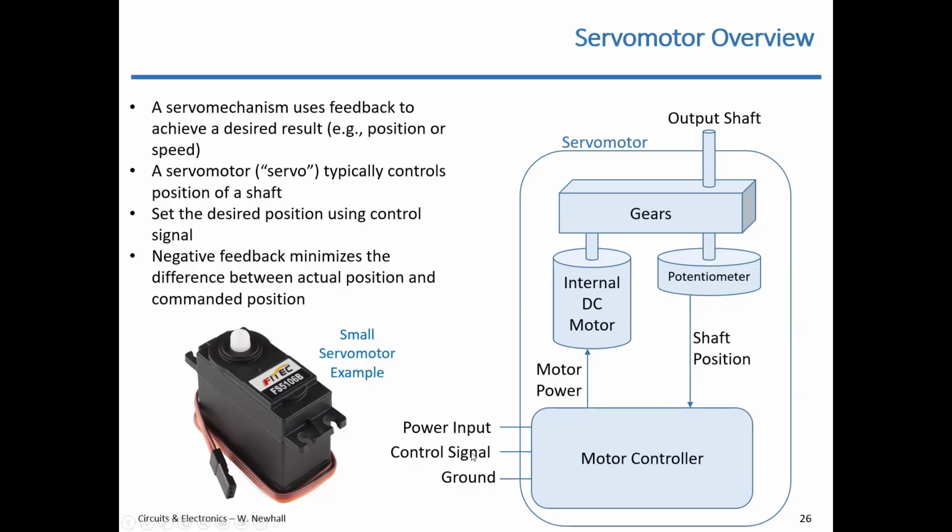So this control signal that we'll talk about is input to this motor controller. Power is input into the motor controller and to the motor, and then there's a ground. That control signal defines a desired position, a commanded position. The motor controller has that position. It also has the actual shaft position, and then it can turn that motor in a direction to minimize the error, or to drive that error to 0, between the commanded position and the actual position. And that actual position is sensed by the potentiometer.